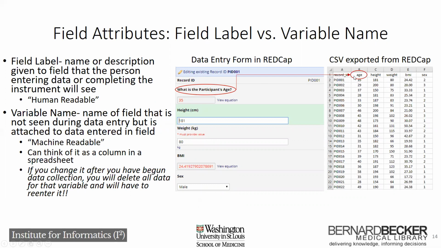Now, the reason it's machine readable is because what happens in the background of Redcap is all data that gets entered into this age field gets connected to this age variable. Why that's important is if I'm going through my project and I decide, well, I want to change this variable name age, essentially what I'm doing is deleting this column of data and creating a new column. So this machine readable age variable is important to just keep as is, whereas this human readable field label can be modified throughout the life of the project.